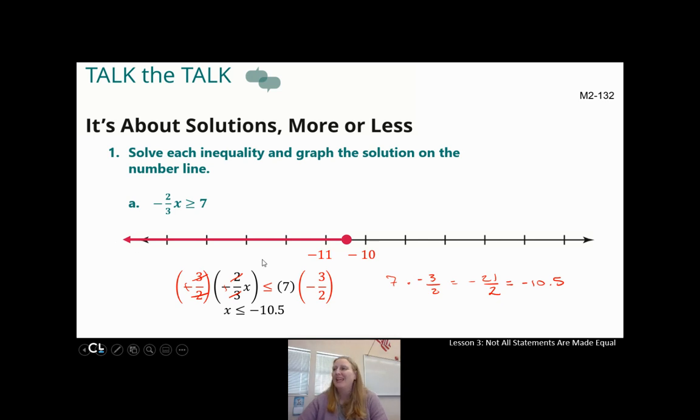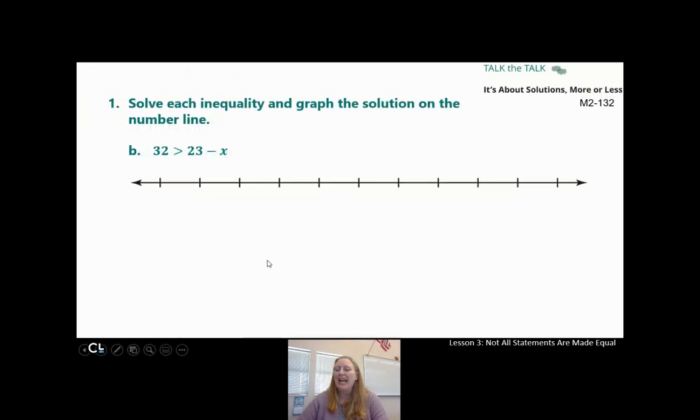Okay. What about part B? How'd you do on part B? Well, I needed to get the x alone. Please remember that this is a positive 23. We've talked about this before. So if that's a positive 23, I need to subtract 23 from both sides in order to get the variable alone. So that will cancel out. Hooray for us. And 32 minus 23 gives me 9.